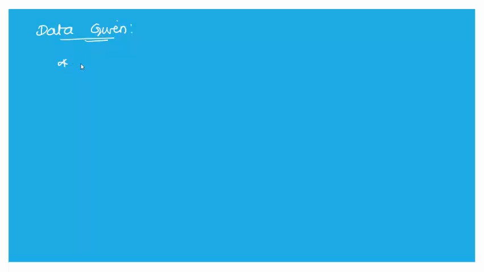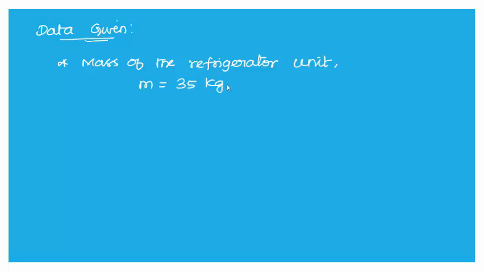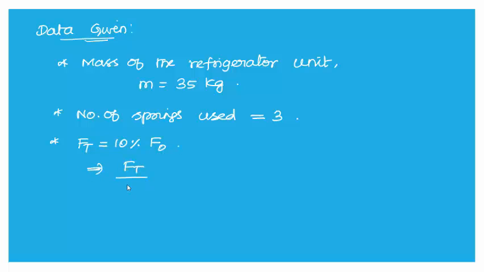So the first data corresponds to the mass of the entire refrigerator unit. M is equal to 35 kg. Total number of springs used in the refrigerator unit is 3. Force transmitted to the foundation is 10% of the force applied to the system. So we can have the ratio between Ft and Fo as 10%, which is 0.1.